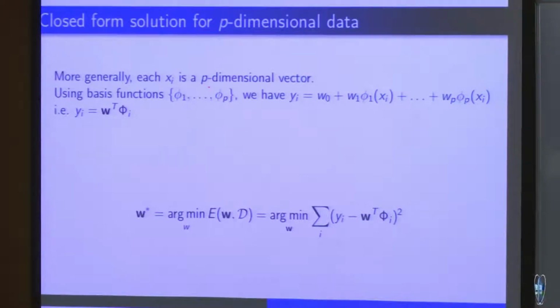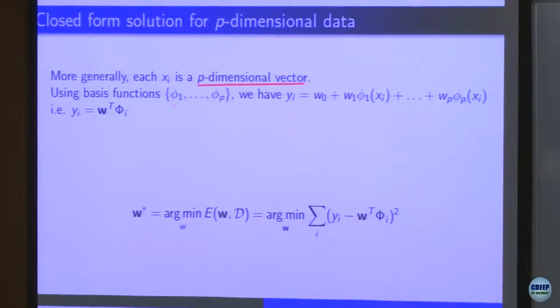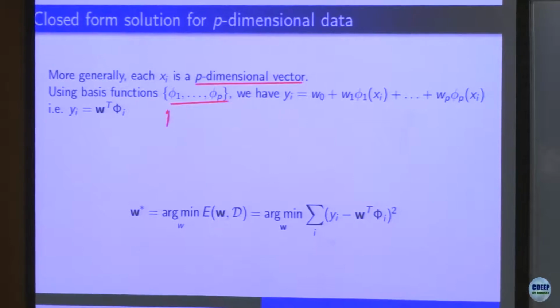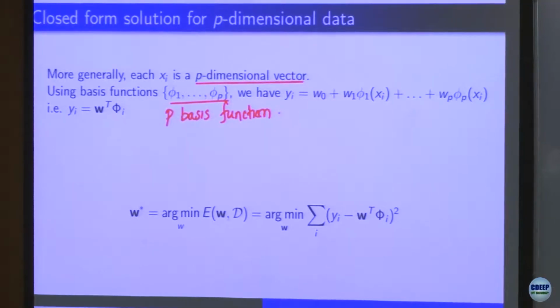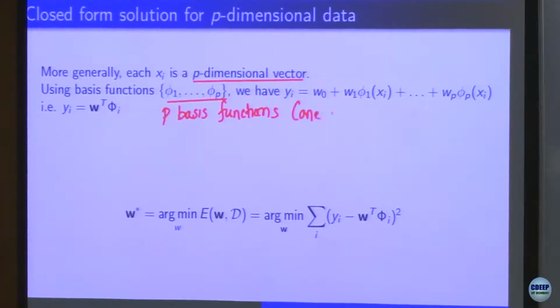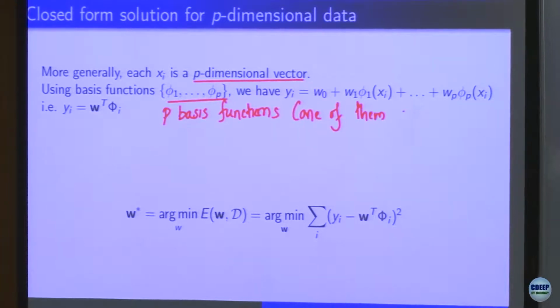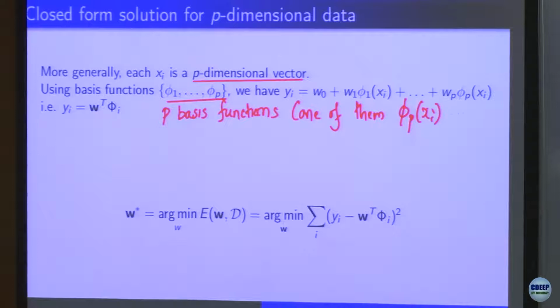So now let's try and do this in general for p-dimensional data. By p-dimensional data we mean that we have p basis functions, and we can assume that one of them, let's say phi p of xi, could be a 1. One of them could be basically to factor in the bias term. But we'll not bother ourselves with that again and again.